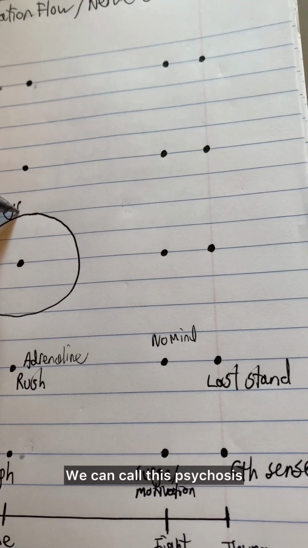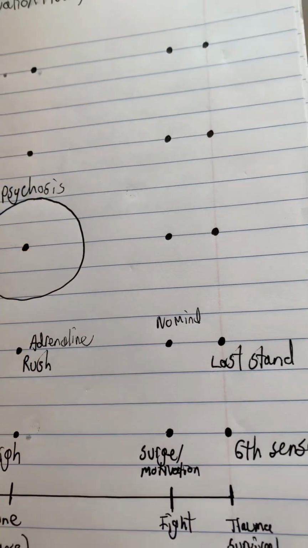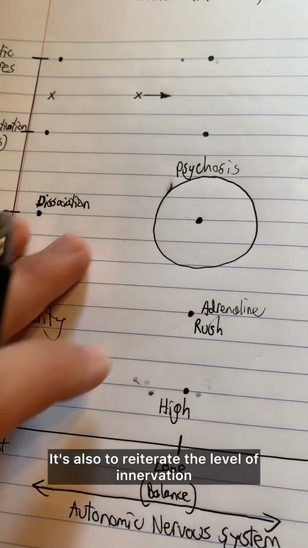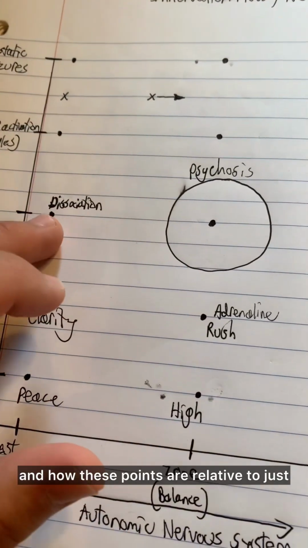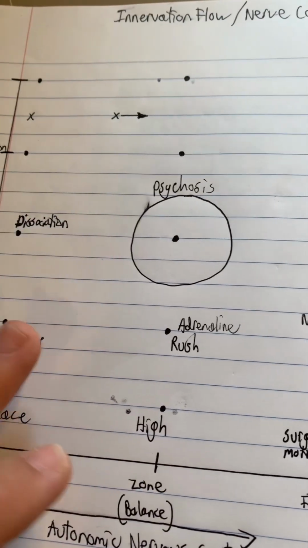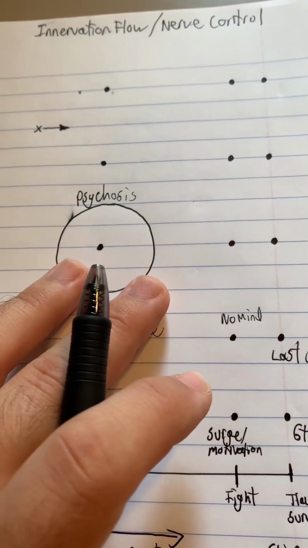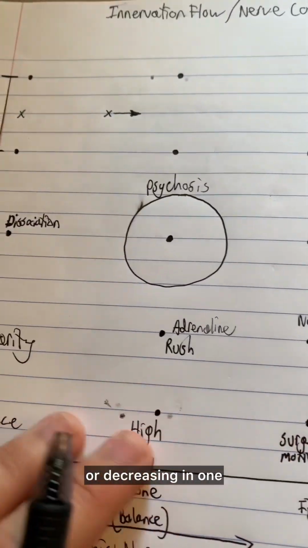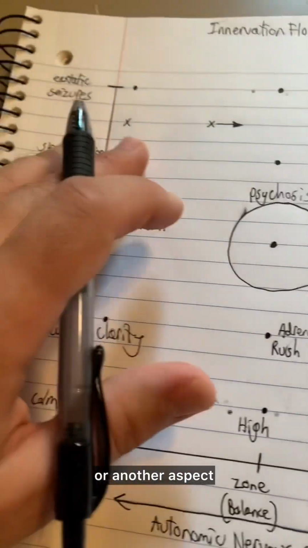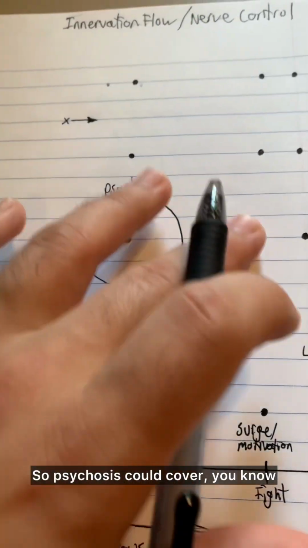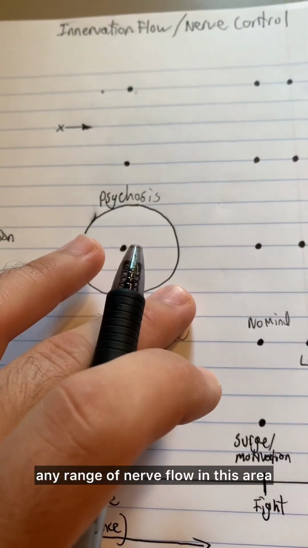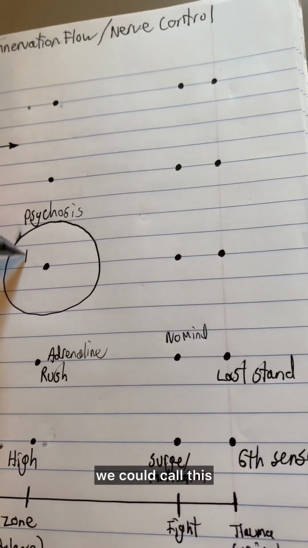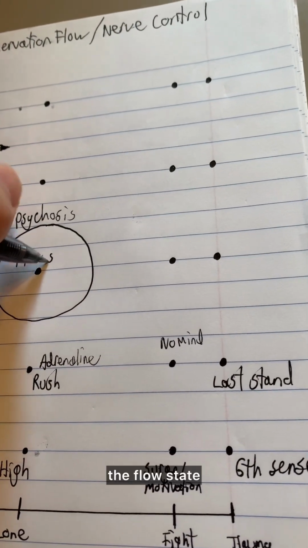We can call this area around here psychosis. It's also to reiterate the level of innervation and how these points are relative, just helping us to locate the area or the levels that are increasing or decreasing in one aspect or another. So psychosis could cover any range of nerve flow in this area. At the center here, we could call this the flow states.